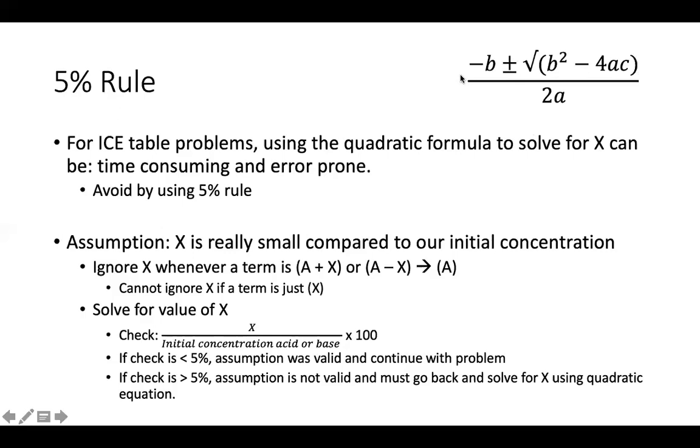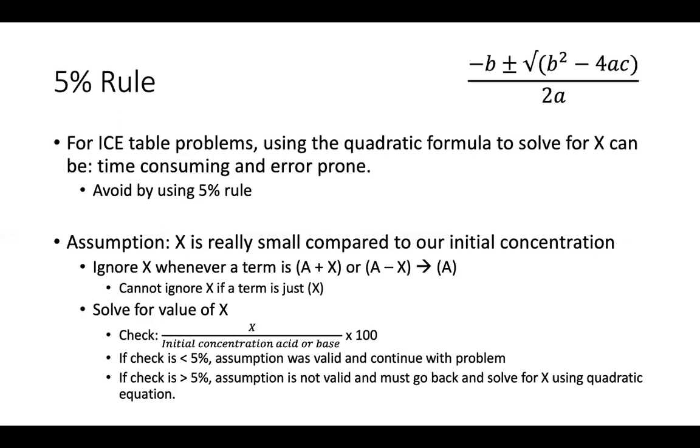Okay, now that you can use graphing calculators, based on how the semester is set up, that is a little easier to avoid. But all in all, using the quadratic formula to solve for the value of X can just lead to errors. And so because of that, we use what's called the 5% rule, right? And this 5% rule is really just to make your calculations easier.